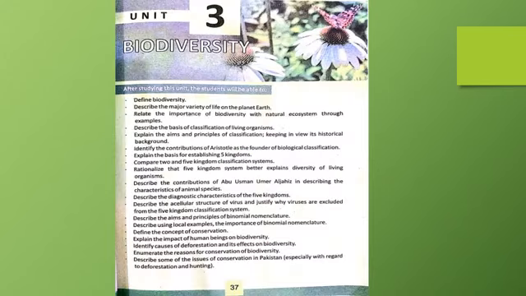We were doing our third chapter, biodiversity, and we had discussed biodiversity, its importance, classification, hierarchy of taxonomy, and history of classification system. Today, we will discuss the five kingdom system of classification. So let's get to work.